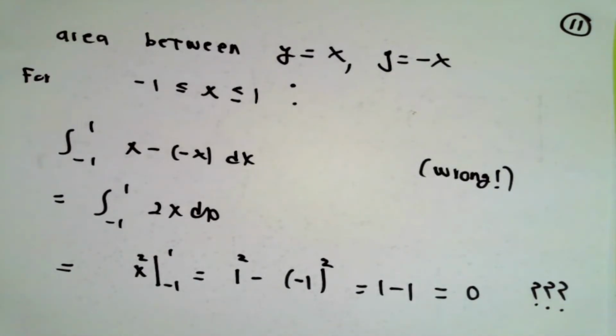Situations can be slightly more complicated, though. If a person were asked to calculate the area between y equals x and y equals negative x, for x's that were between -1 and +1, if they didn't know any better, they would think to themselves, the smaller one is the one with the negative sign on it. They would say integral -1 to +1 of x minus the negative of x with respect to x.